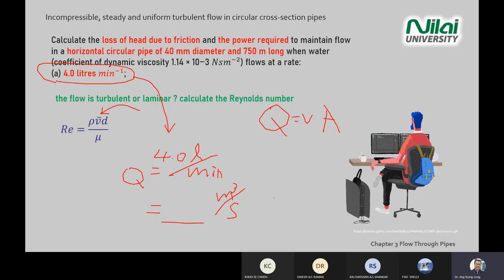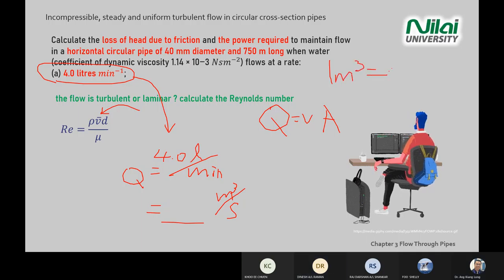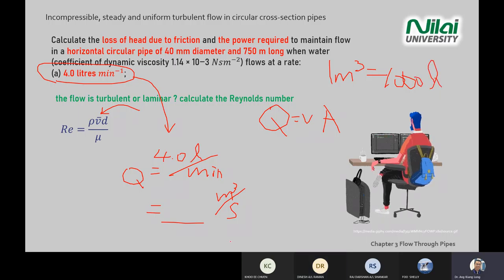Dinesh, what is your Q? Dinesh, are you there? Yes, sir. What is the conversion formula I asked you to memorize just now? 1 meter cube equals 1,000 liter. So convert back to meter cube per second. What is the answer? 6.667 times 10⁻⁵. Surely correct or not? Is your answer the same?